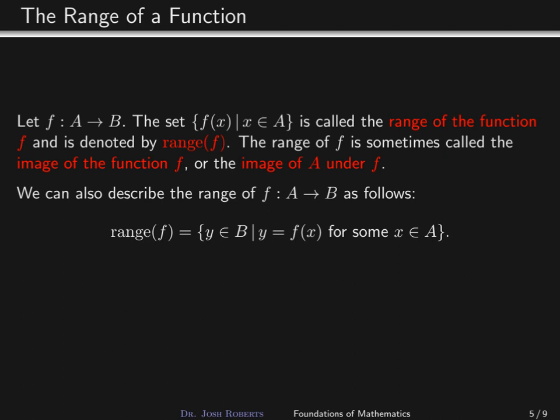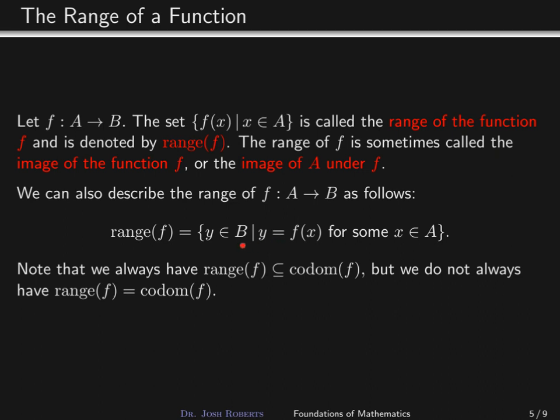Because now it's gone. Okay, now we can also describe the range like this. The range of f is equal to every y in B such that y is equal to f of x for some x in A. Okay, it's every element of my codomain such that y is equal to f of x, where x is something out of my domain.